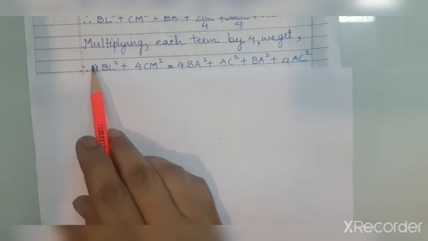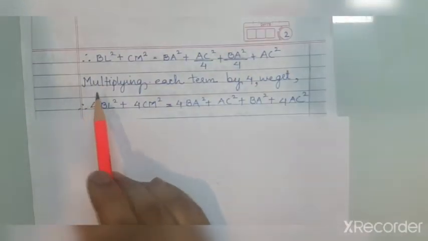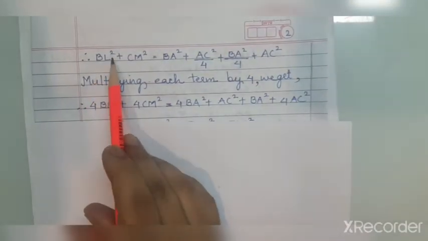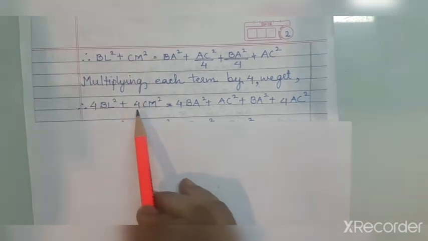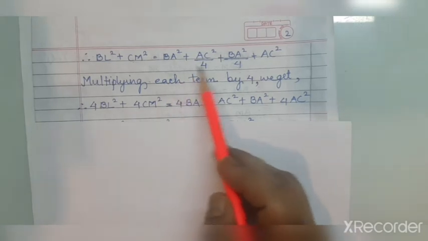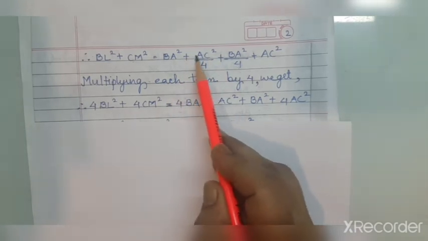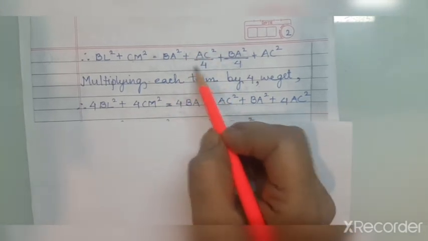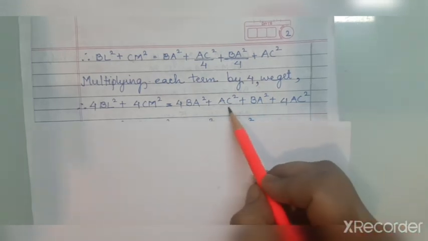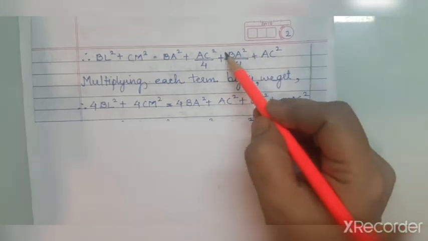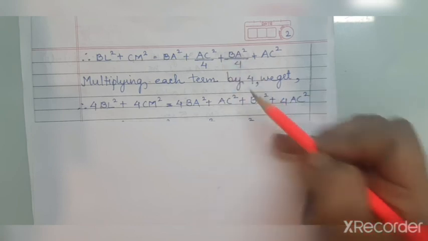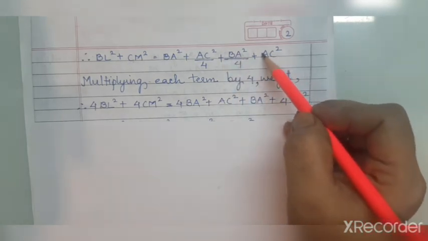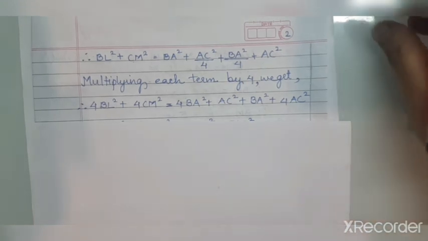So, multiplying each term by 4, we get this. Multiply 4 with BL square, we get 4BL square. Multiply 4 with CM square, we get 4CM square. Multiplying 4 here, 4 and 4 get cancelled, and therefore only AC square. Multiplying 4 with this particular term, 4 and 4 get cancelled, only BA square. And multiplying 4 with this, we get 4AC square.